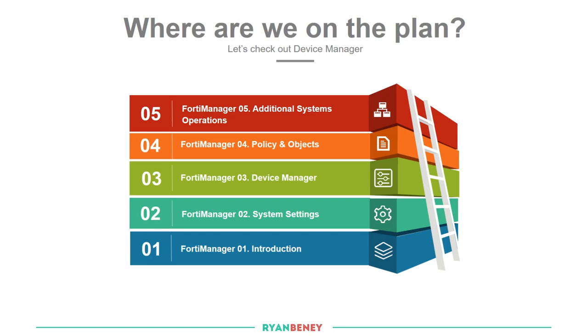So here's the overview of the plan for the NSE5 journey. The first 5 sections are going to be primarily around the FortiManager, and once the FortiManager has been completed, we're going to move on to the FortiAnalyzer. We've completed our introduction, we've gone through the system settings, we've just finished Device Manager, and now we're here on number 4, the policy and objects. This should be covered over the next couple of videos.